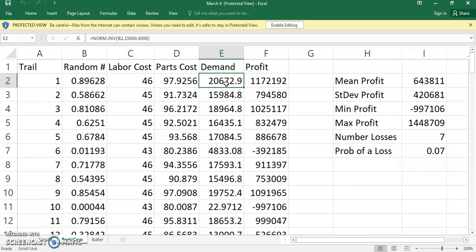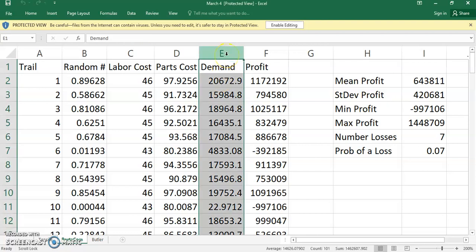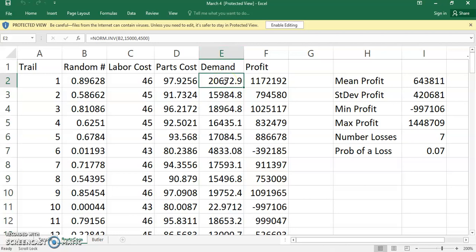Then for demand, remember this was mean 15,000 and standard deviation 4,500. So what I'm doing here in column E is I was taking my random number and doing a norm inverse. So norm inverse says take a probability and it'll give you the numbers, whereas norm distribution was giving you probability. So they're kind of inverses of each other. So this gives me 100 likely demands.